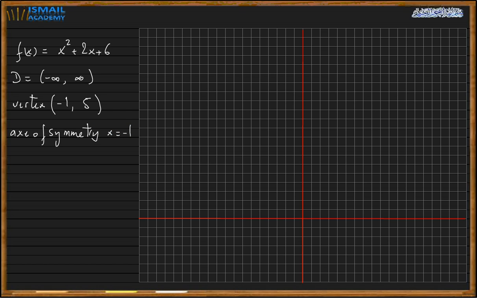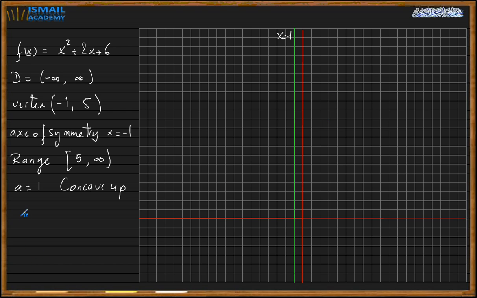So let me draw it here. So this is my axis of symmetry here, x equals minus 1. So let me name it x equals minus 1. And we know that the range is 5 to infinite because a is positive. So range is from 5 to infinite. And we know it's concave up because a is equal to 1. So concave up. So it's going to look like up here.